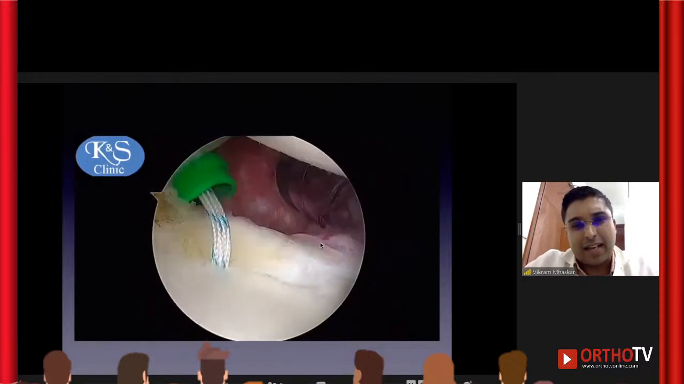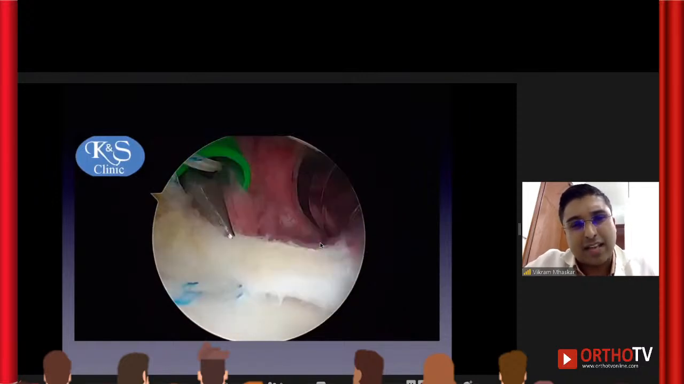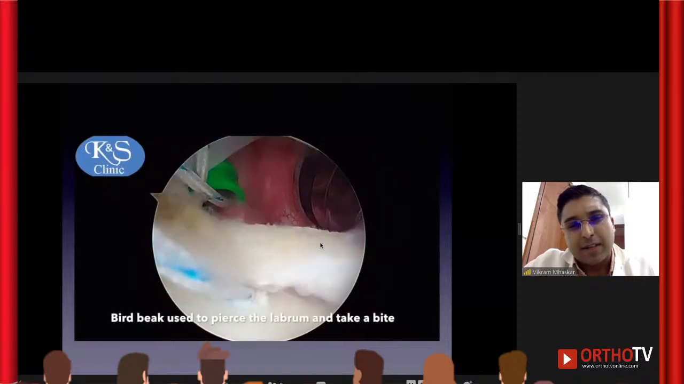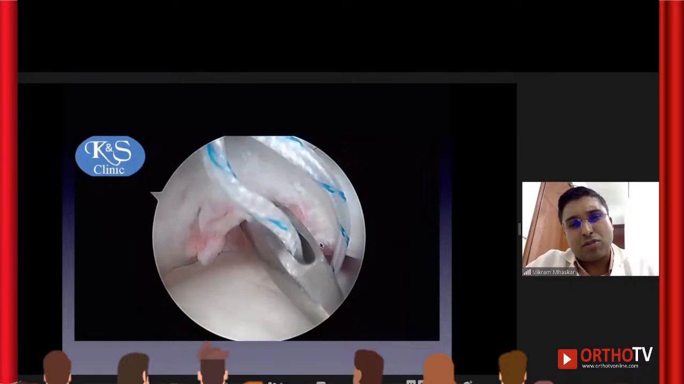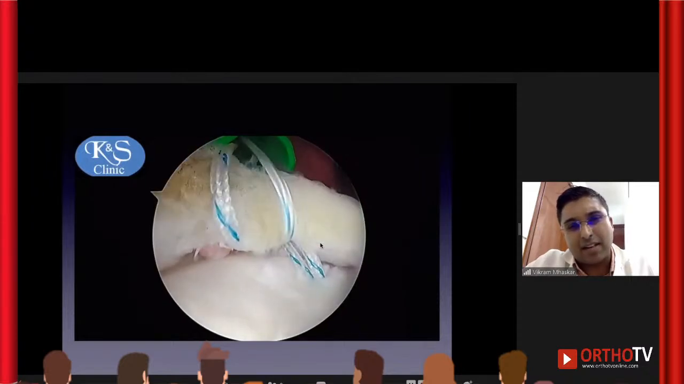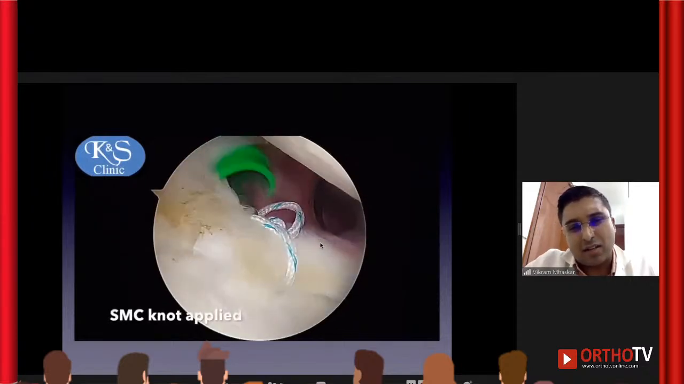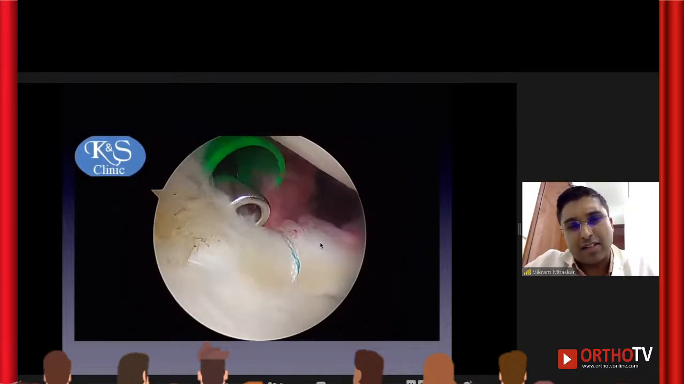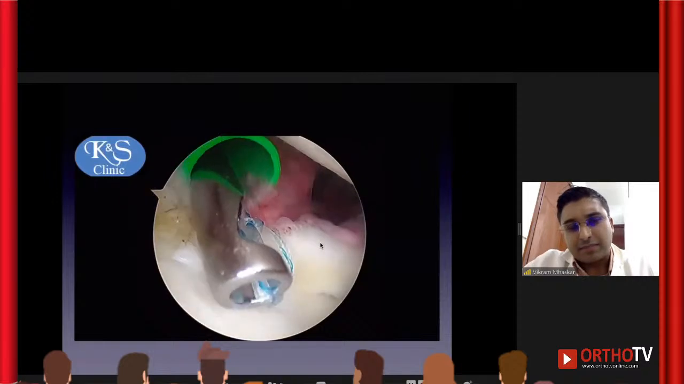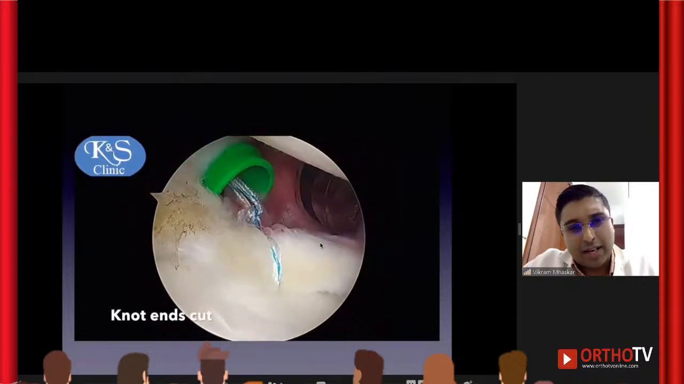And this is my anchor going in. This cannula helps me introduce a bird beak. So, standard, just put the bird beak in. Make sure you don't violate the biceps tendon. Take one bite, and then I use an SMC knot very close to the biceps insertion, and I tighten it there. Cut my 2 ends of the suture.